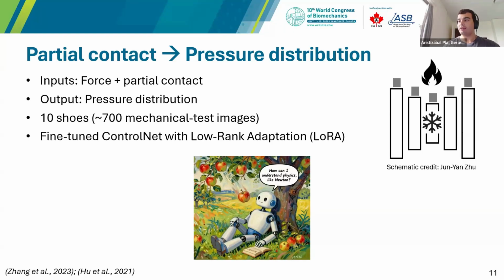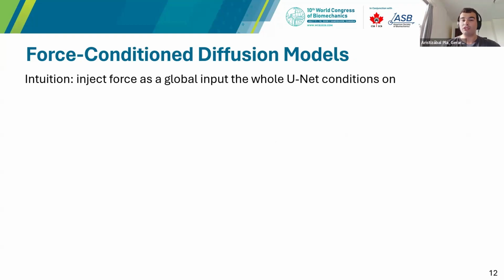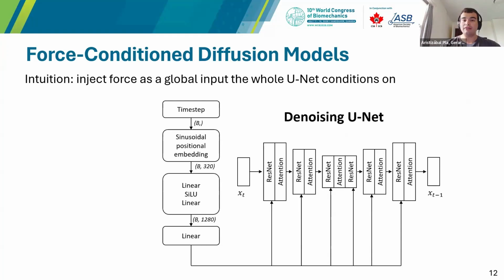So how can we let it learn physics? Well, the intuition is that we inject force as a global input that the whole network can condition on. Here you can see a slightly more detailed schematic of the base network. Here you can see how time step was added to the network, and here you can see the low rank adapters added to all the attention blocks.